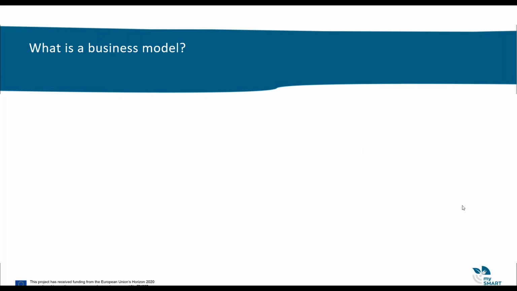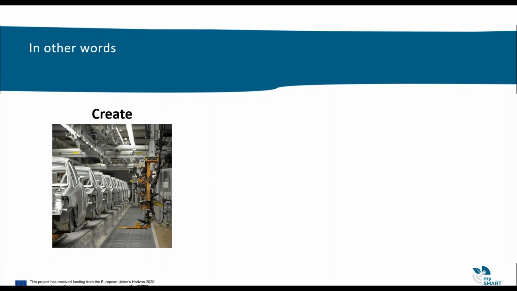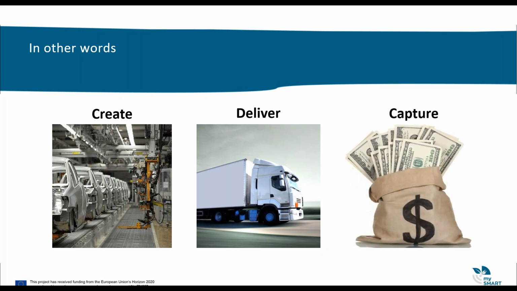So first of all, I want to introduce a little bit the idea of business models, because during the last 20 years, this idea has been understood as an essential element in the development of a product or a service by a private company. In fact, we can understand a business model as a way to explain what the company does and how these companies make money doing that. In other words, according to Osterwalder, it is a rationale that explains how a company creates, delivers, and captures value.